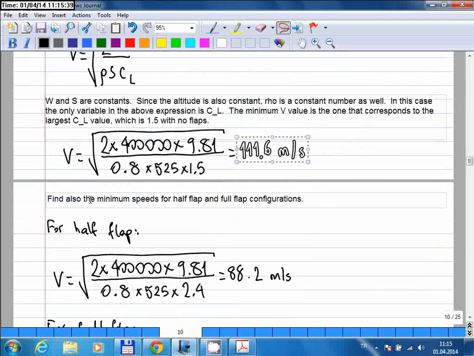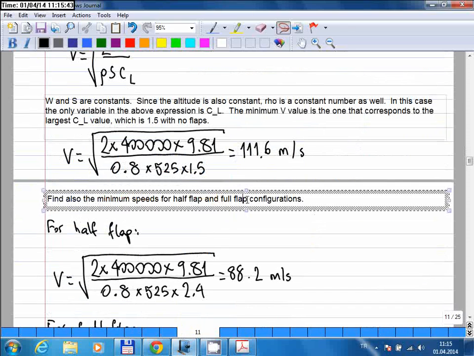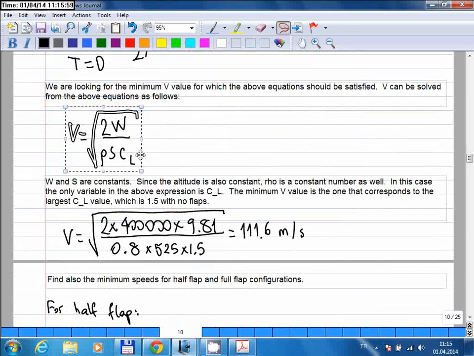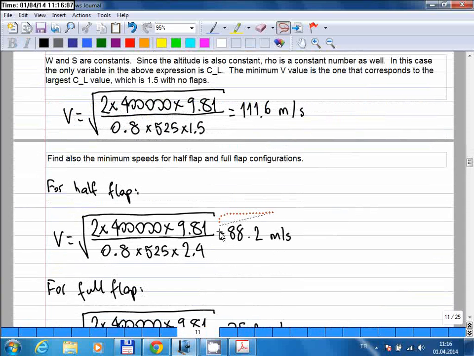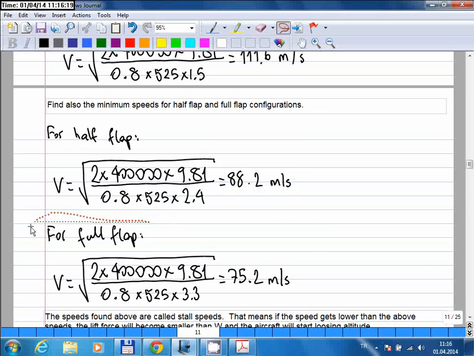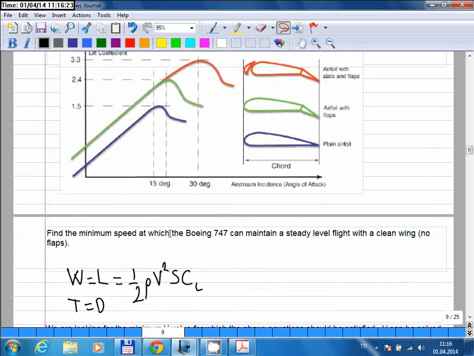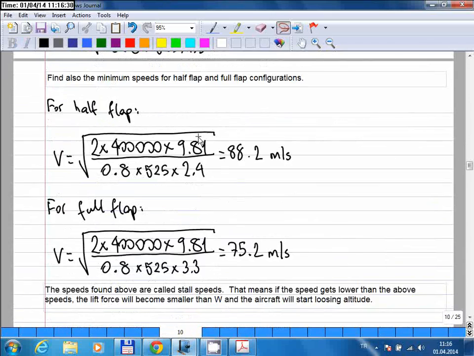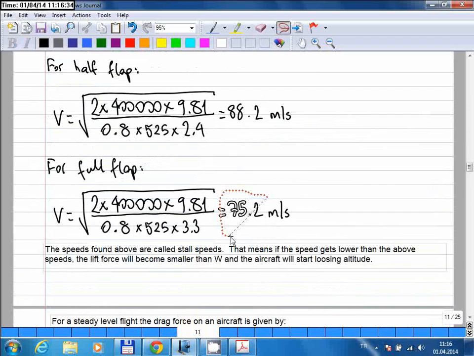The question also asks us to find the minimum speed for the half flap and full flap configurations. For the half flap, I'm referring to this case. If you extend the flaps only, the lift coefficient increases to 2.4. So you go to this equation, and instead of 1.5, you use 2.4, and that gives you a smaller speed value, which is 88.2 meters per second. So if the pilot extends the flaps, then he can fly the aircraft slower. And in the full flap case where both slats and flaps are used, the lift coefficient value increases to 3.3, and the corresponding speed for that case turns out to be 35.2 meters per second. Okay?